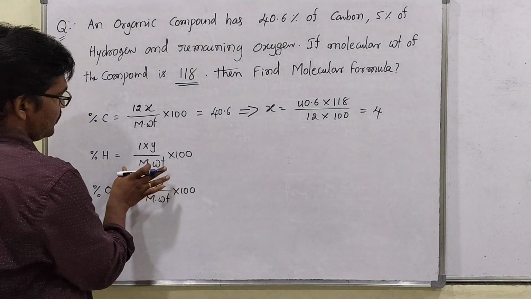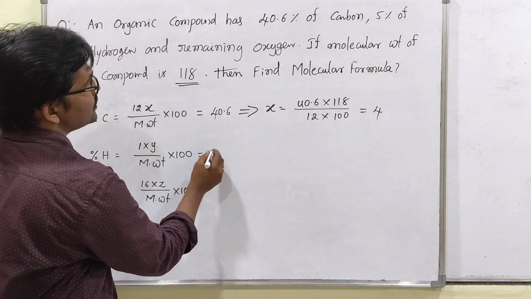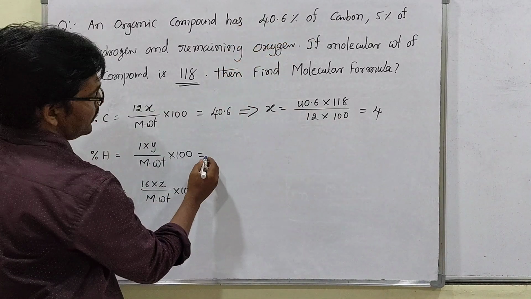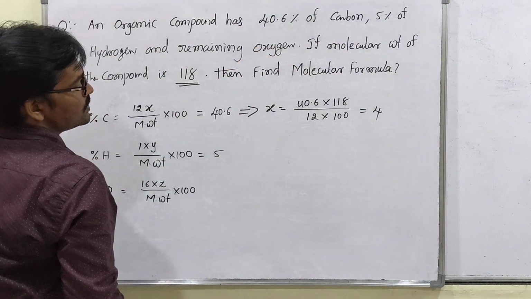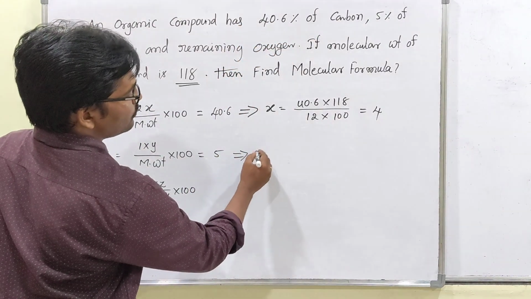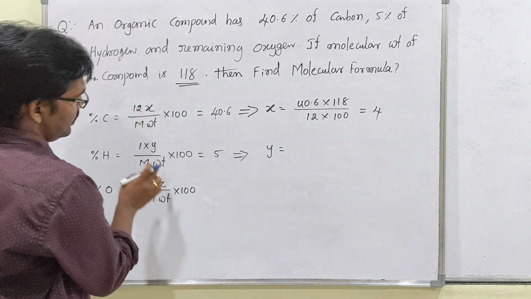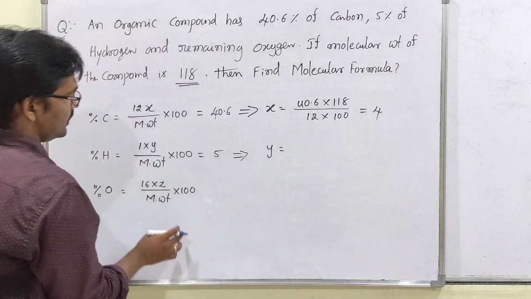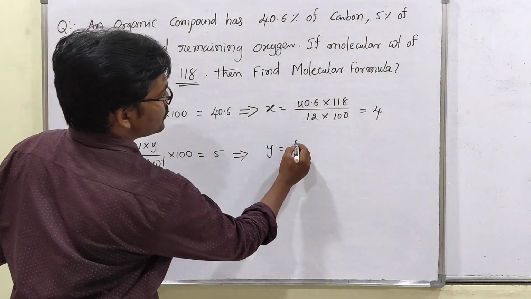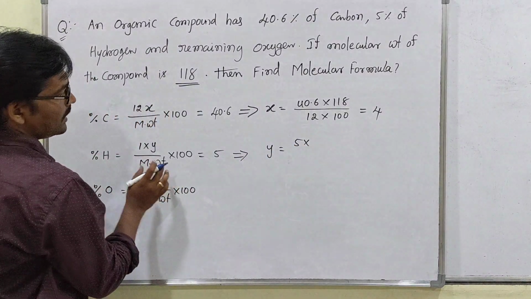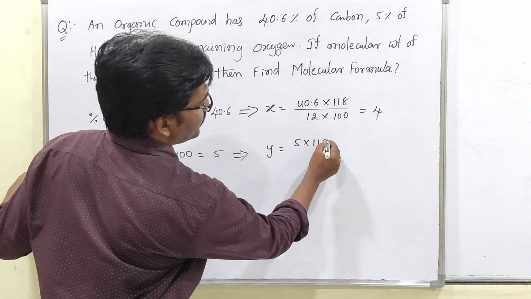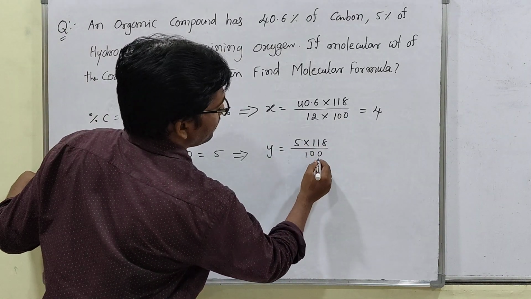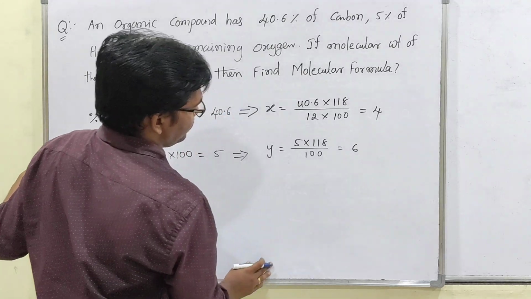Then here the hydrogen atom is given. What percentage is given for the hydrogen atom? 5%. From this you have to find out Y. Only one hydrogen atom mass is there, so 5 into molecular weight 118 divided by 100. Then you get 6.